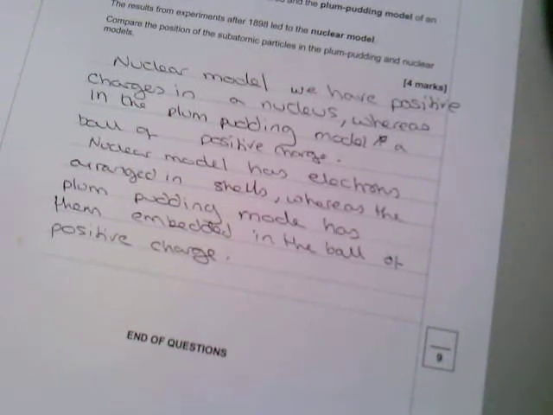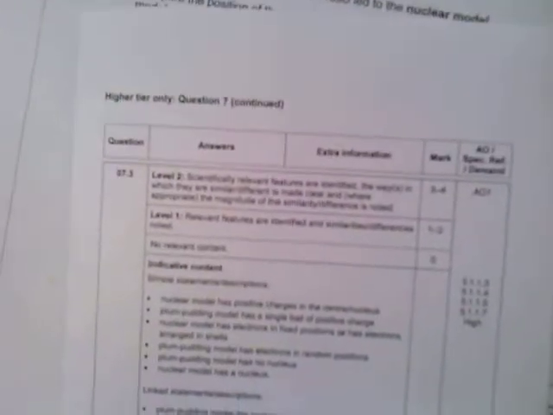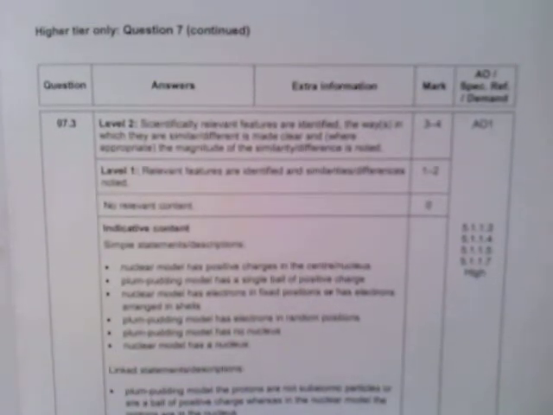Now, the big key thing here on these questions is they want to have linked sentences. They want you to be doing proper compare and contrast. They don't just want a series of bullet points and simple statements. To get the level 2 mark, they want scientifically relevant features identified, the ways in which they are similar or different is made clear. So you might see that I kept using the word whereas. That works too. But if you're just making identifying simple features in a bullet point fashion, you're possibly going to miss out those level 2 marks. So make friends with the word whereas.